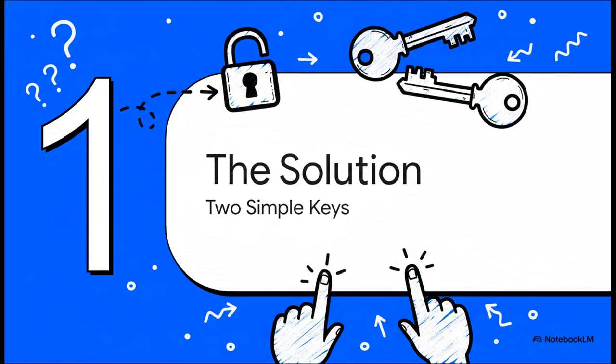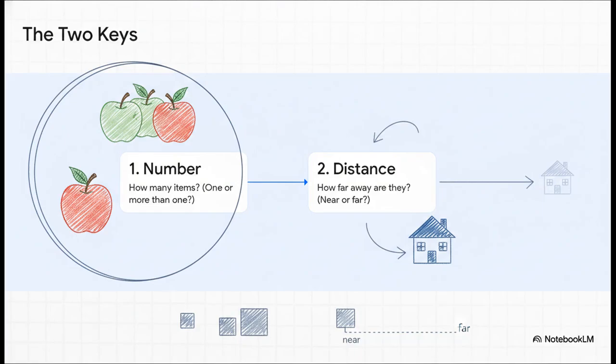Well, it all comes down to asking yourself just two simple questions before you speak. That's it. Just two little things to think about. And here they are. First key, number. Are we talking about just one thing, or are we talking about more than one? And the second key, distance. Is the thing or are the things close to you, like within reach, or are they far away? That's really all there is to it.